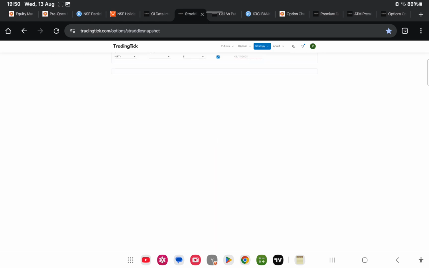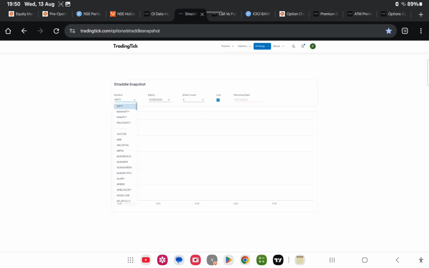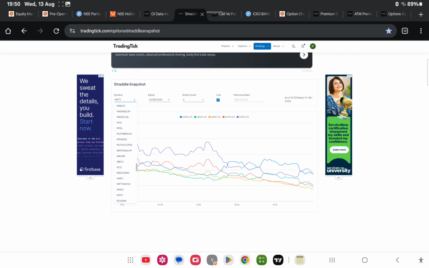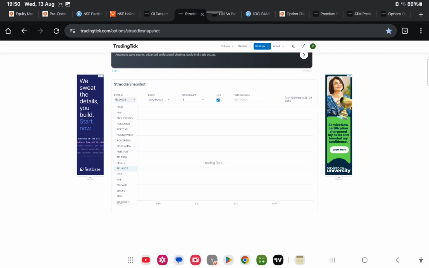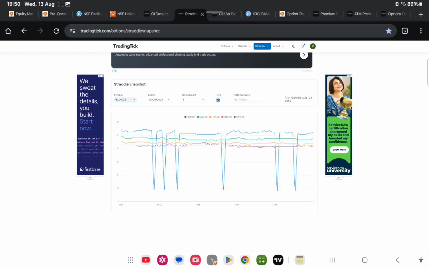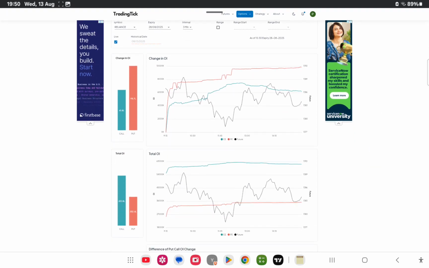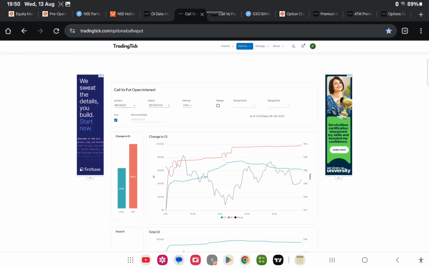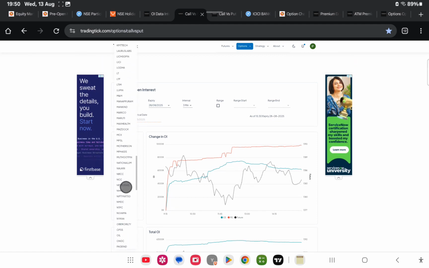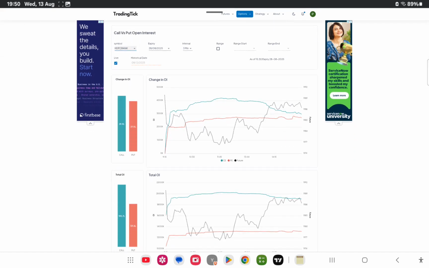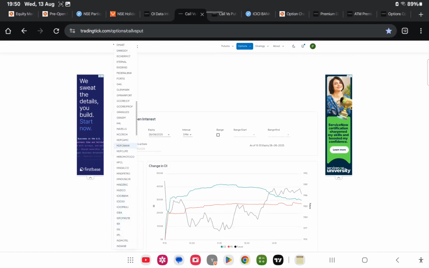So here I'm going to take the Trading Tick website. First off, I'm going to check Reliance. Not the straddle part, sorry, I just have to open the call. Okay, so here you could see how call writing is more for Reliance, and then we'll go for HDFC Bank. So this is HDFC Bank, and clearly you could see here also call writing is heavily built up.